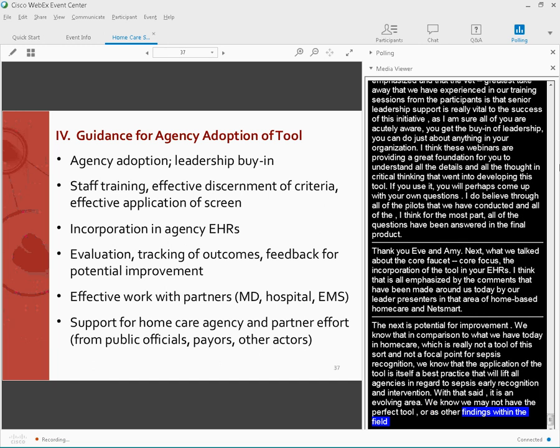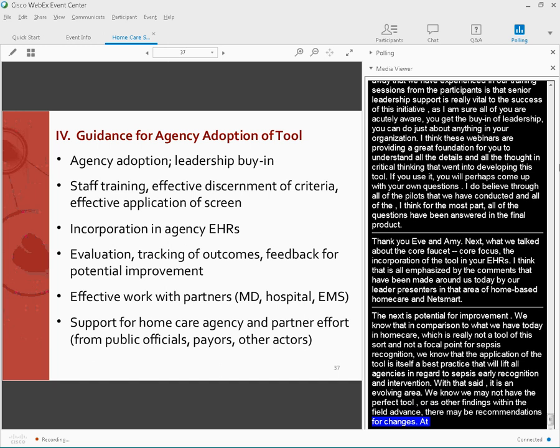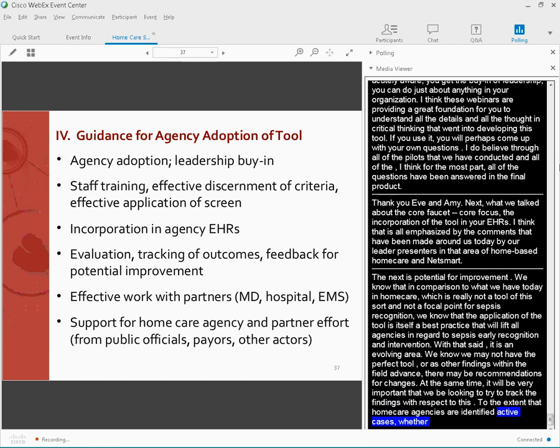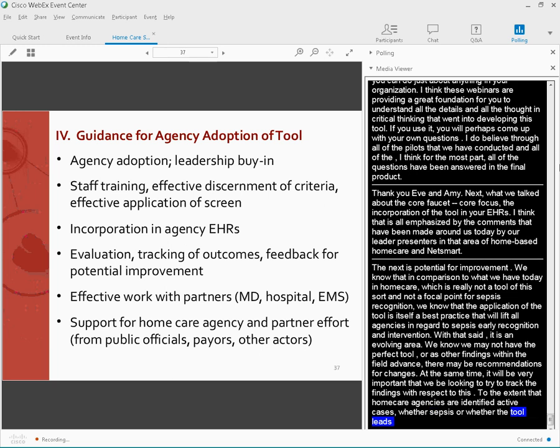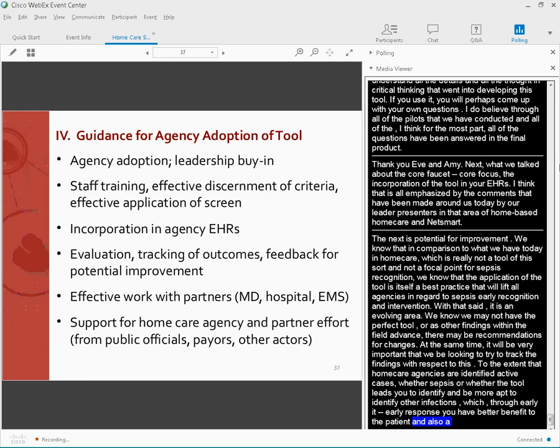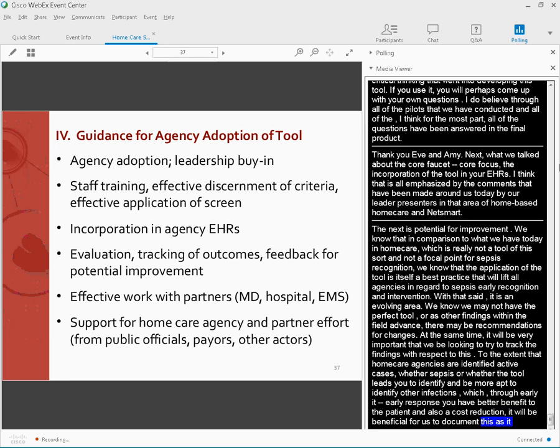At the same time, it'll be very important that we be looking to try to track the findings with respect to this, because to the extent that home care agencies are identifying active cases, whether it's sepsis or whether the tool leads you to identify other infections, which through early response, you're able to have a benefit to the patient and also a cost reduction. It will be very important for us to document this as it contributes to the broader goal of public health, but also the positioning of home care with respect to its contribution in this problem area.